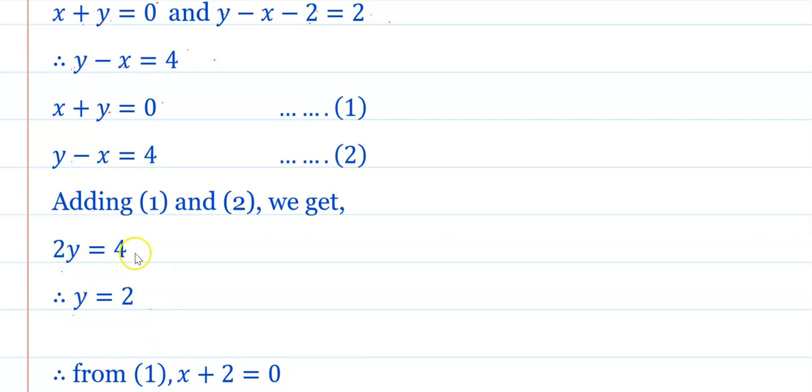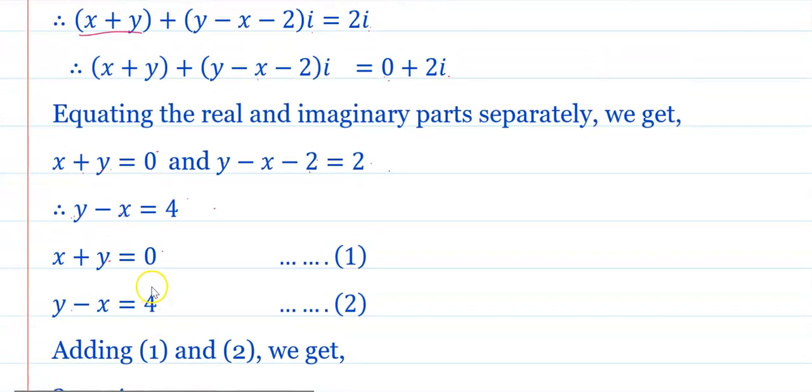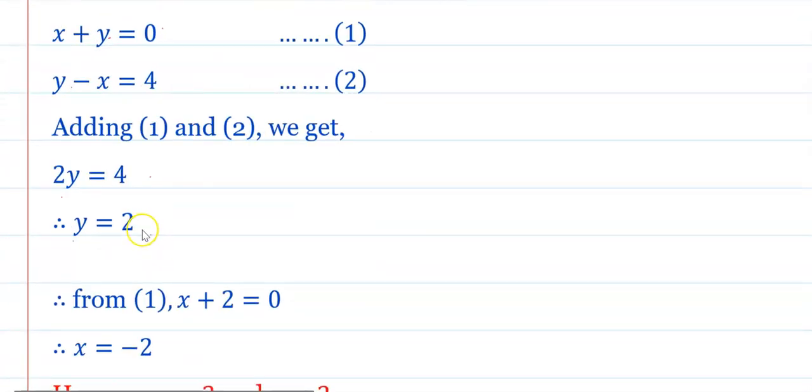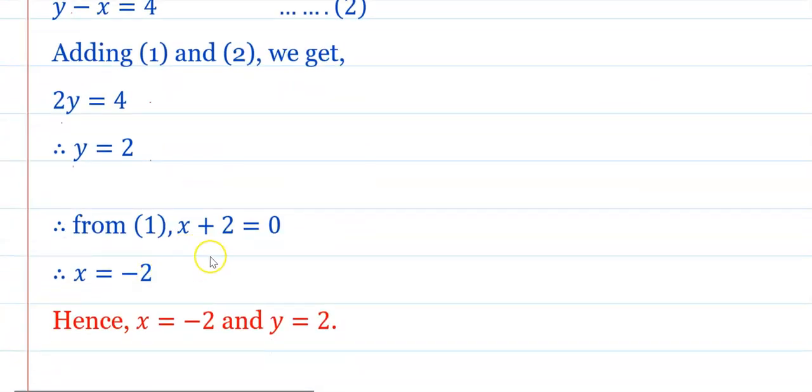2y is equals to 4. Therefore, y is equals to 4 upon 2, which is 2. Now again, what is the value of x plus y? It is 0. The value of y is 2. y is 2. Therefore, x is equals to minus 2. x plus 2 is equals to 0.